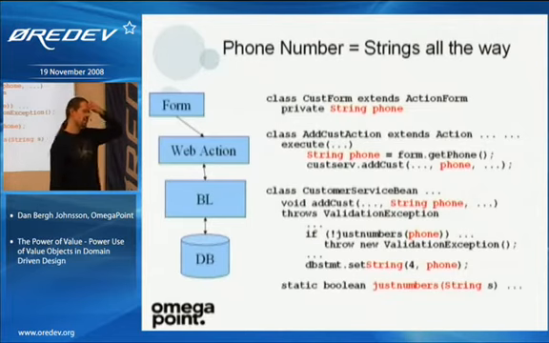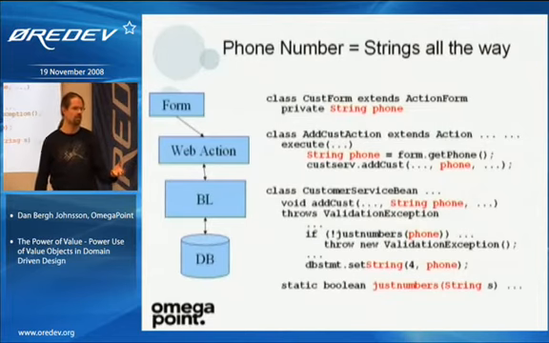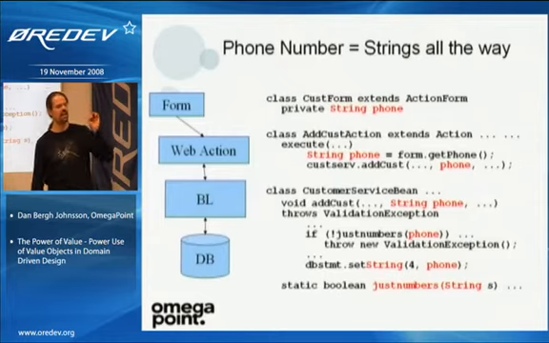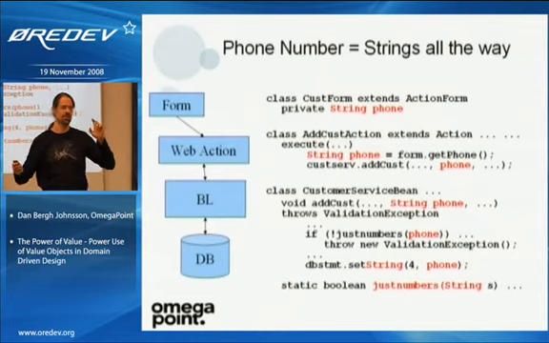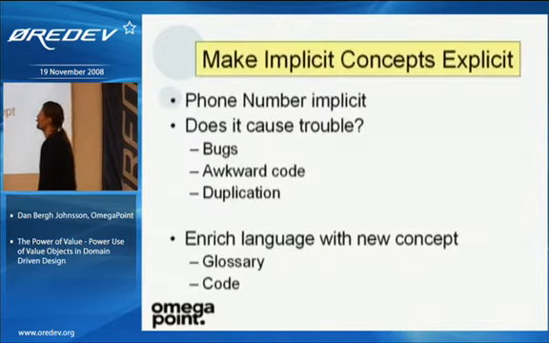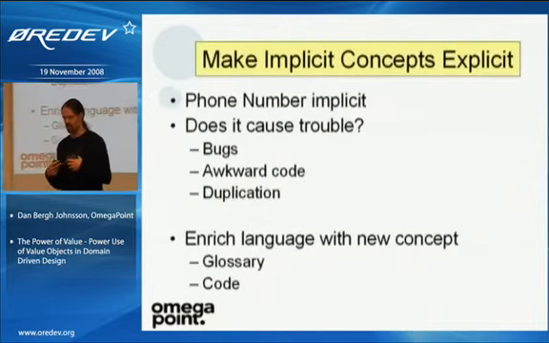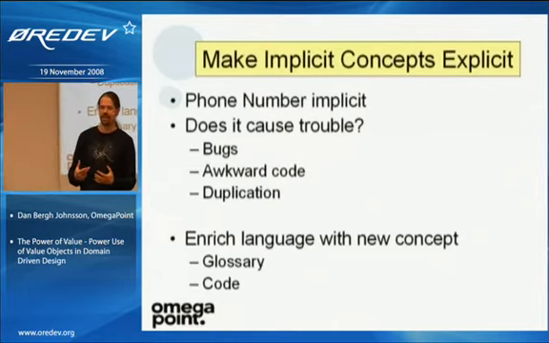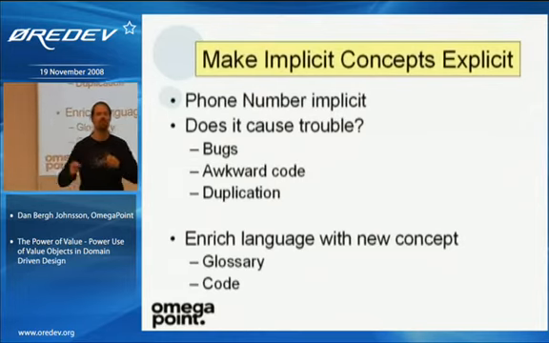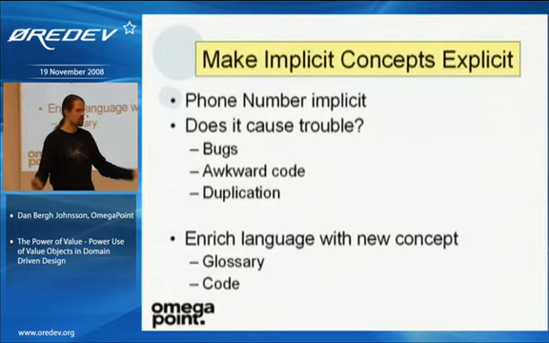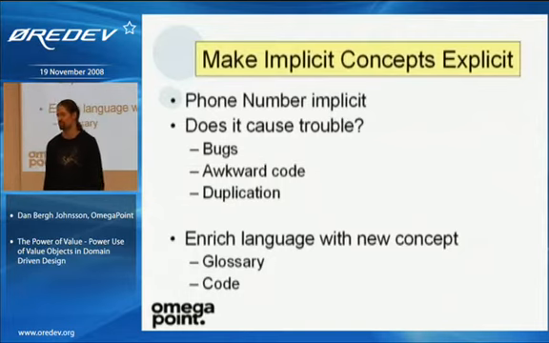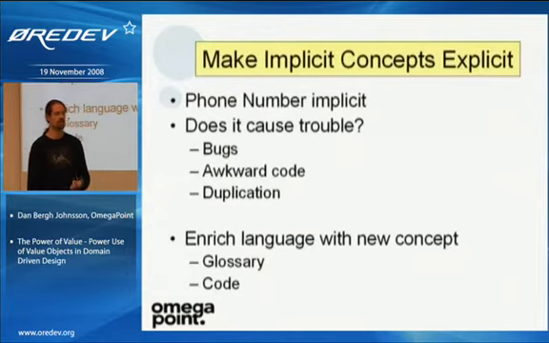So one thing we can note here is that we are talking about phone number in this code, but not in any single place does it say phone number. It says phone, it says number, but never phone number. So what's the deal? Well, one of the major drives in domain-driven design, I think, is to find implicit concepts and make them explicit. In this case, phone number is implicit. Well, we've got a lot of implicit concepts, so why does it matter? Well, it doesn't matter as long as it does not cause any trouble.